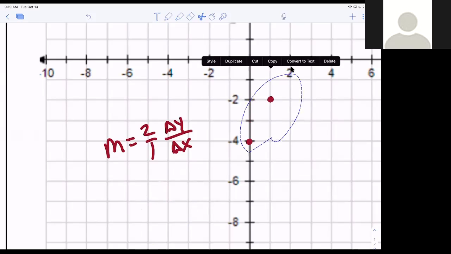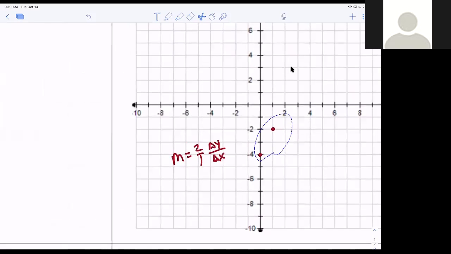Now, have I defined the line now? Yes, because 2 points determine a line. And now all you have to do is graph that line. All right, so here we go. I'm going to try to graph that line. You go all the way up. You're going to do it just like I'm doing it.